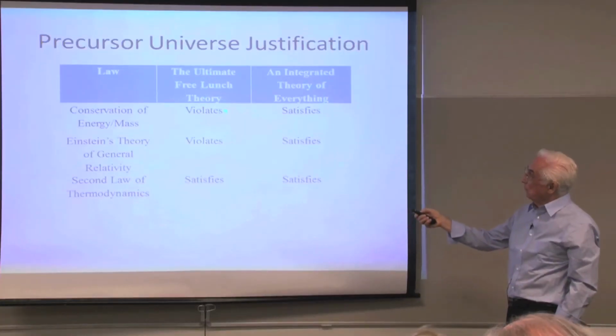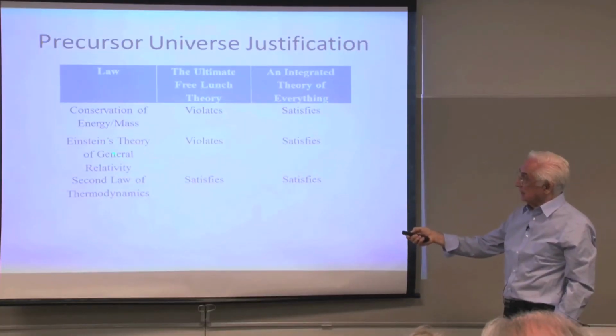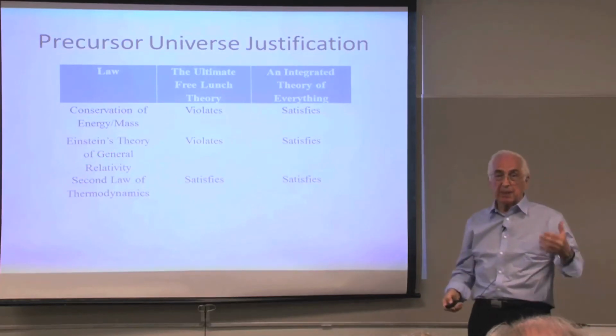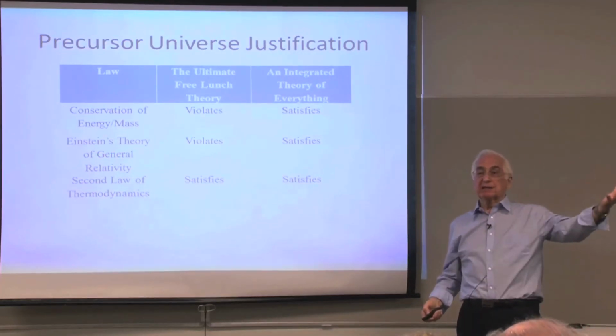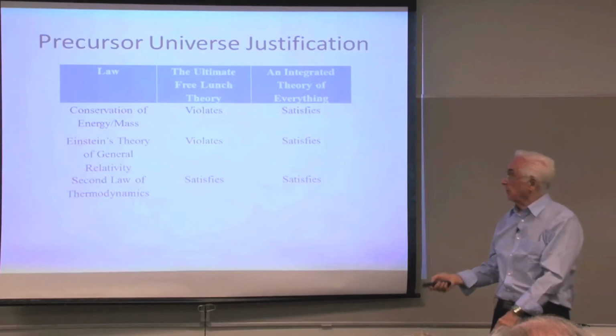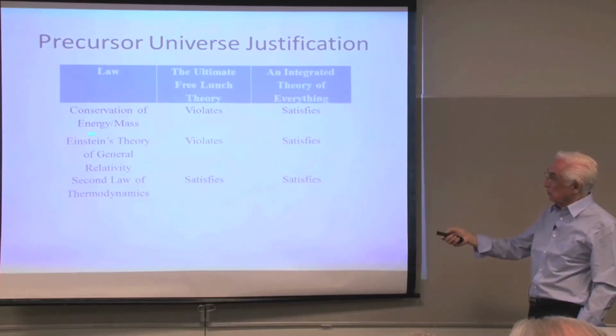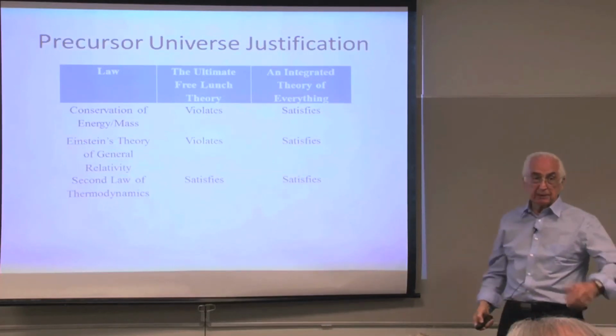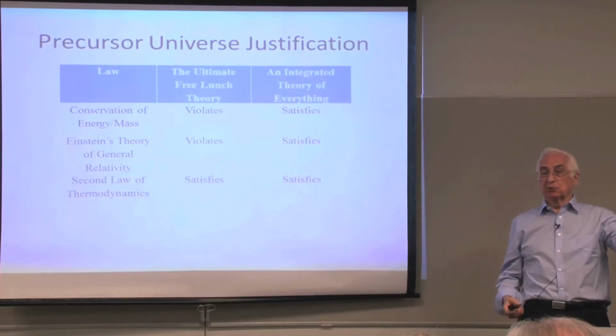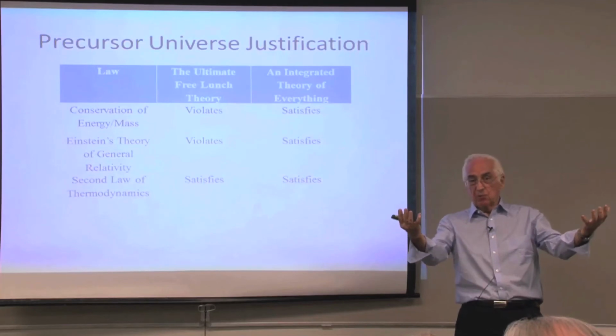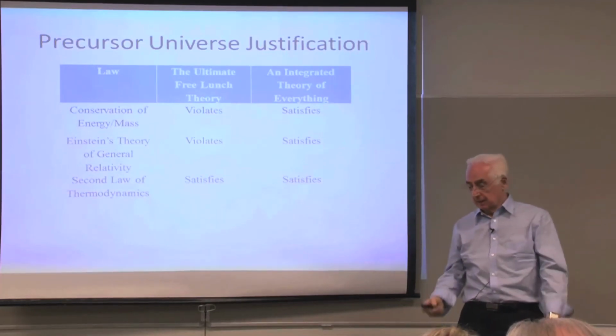So, the ultimate free lunch theory violates Einstein's theory of general relativity, because in that theory, nothing existed before time t equals 0. But an integrated theory of everything satisfies, because just as Einstein predicted, there was a black hole in a precursor universe, there was a white hole in our universe, and they were connected by this wormhole.